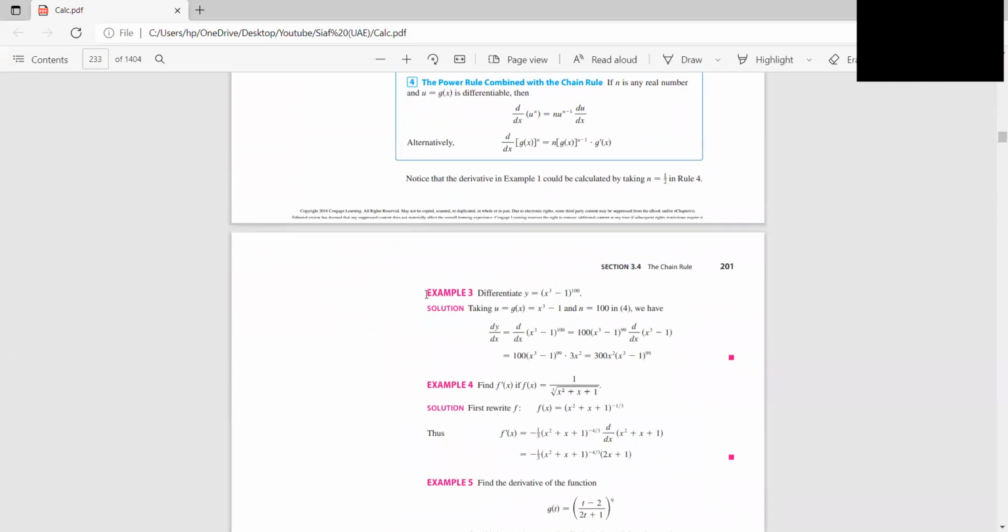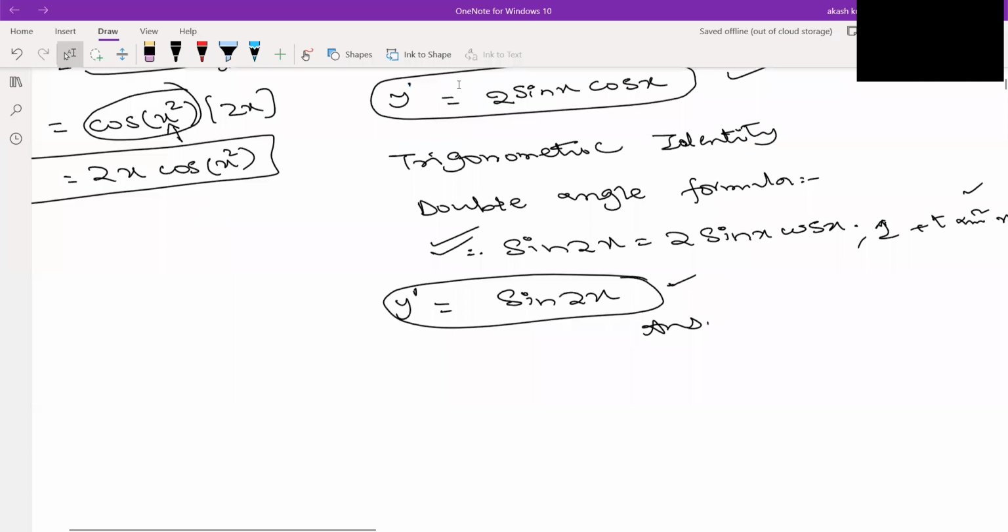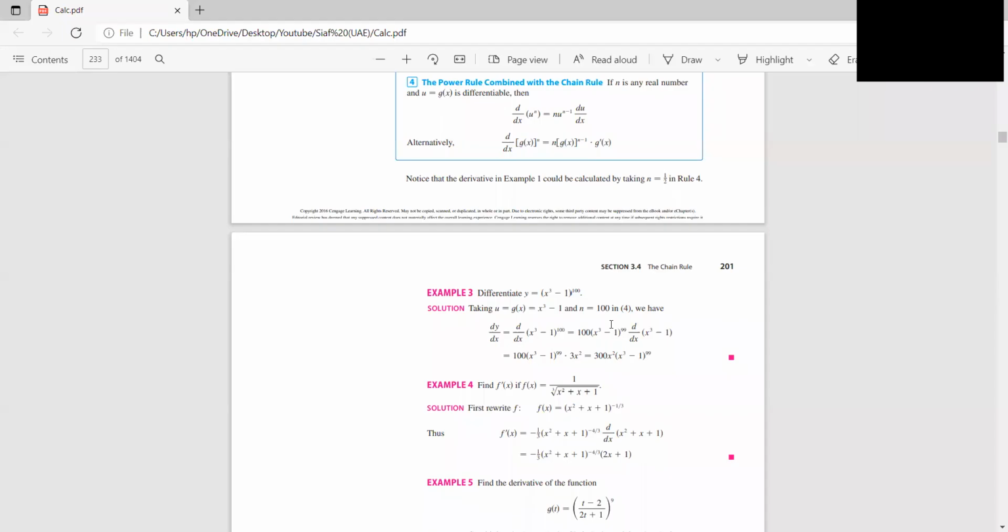Now let's do example number 3, which is x cube minus 1 whole power 100. What will the question be? Using chain rule or just differentiate? They will just ask you to differentiate it, and it's up to you which identity or rule you use to differentiate it. So differentiate y equals x cube minus 1 whole power 100.